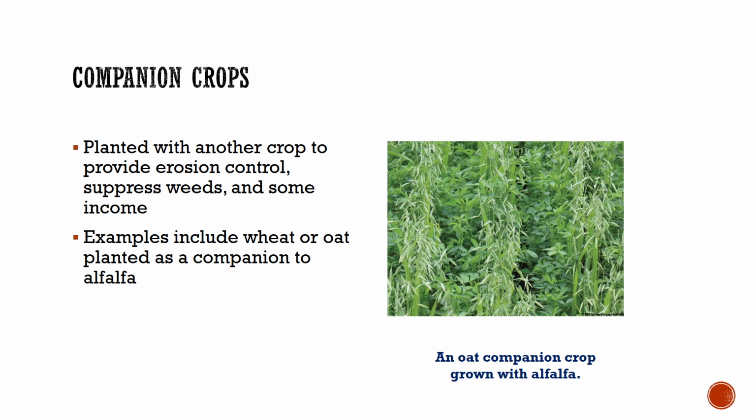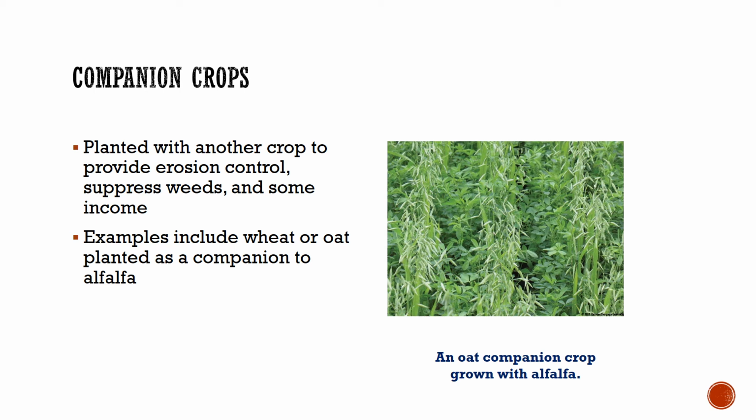Companion crops, these are pretty cool. There's a picture there of an oat companion crop growing with alfalfa. And this is pretty neat because that farmer will sometimes be able to harvest it differently or harvest it at the same time. We look at companion crops to provide a lot of erosion control. This really suppresses weeds and in some cases can give you some income, which is pretty good.